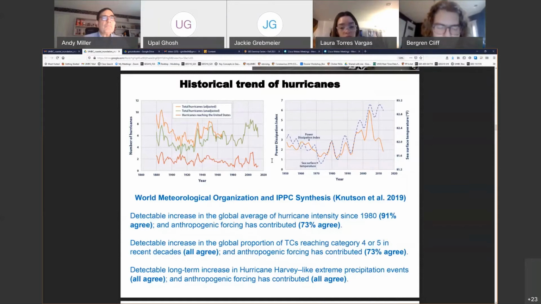Another thing that's also clear in the historic analysis is that we are going to see more Harvey-like storms with extreme precipitation events, and it's also related to climate change. Next slide, please.